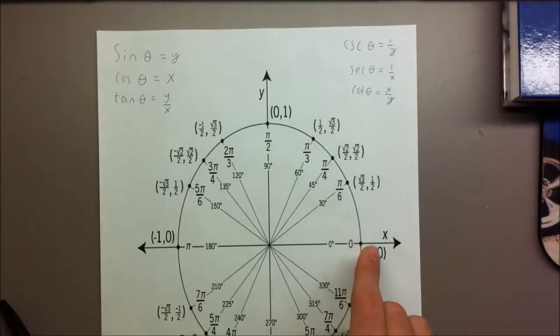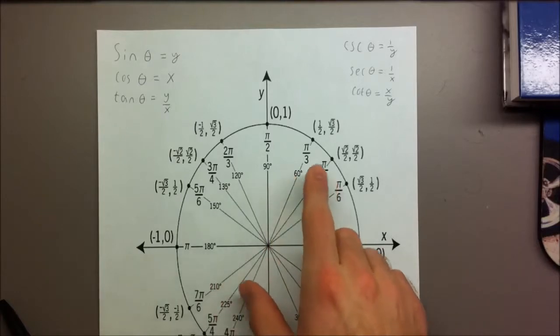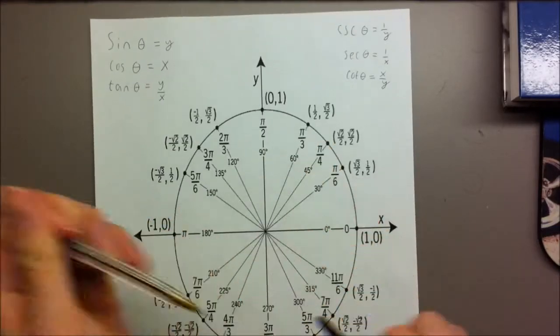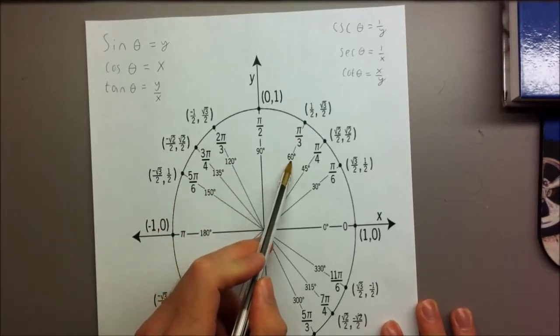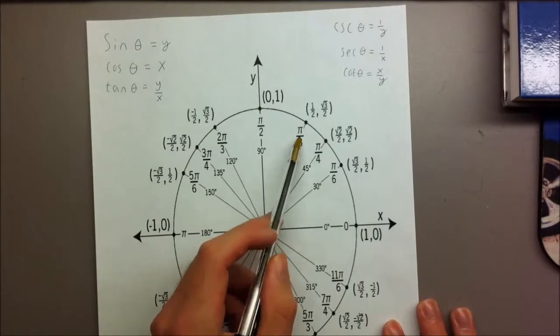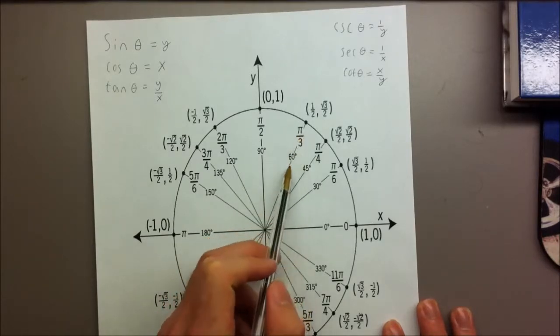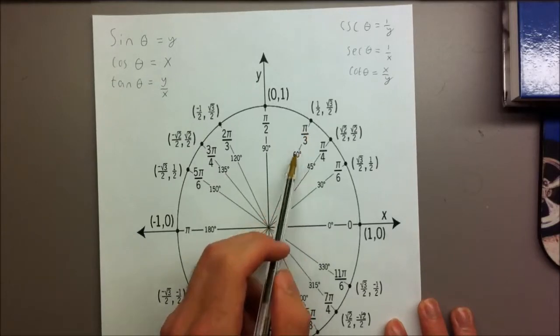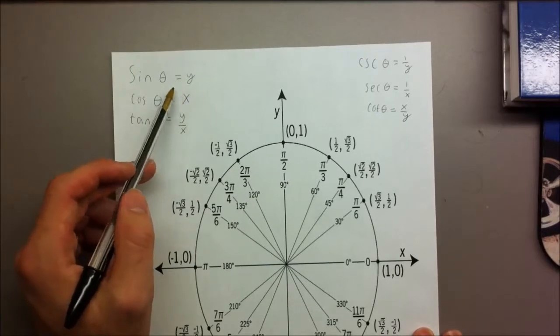Well, I'm going to pick a random point on the circle. Okay, so let's pick this point right here. So what angle is it? 60 degrees is the angle, or in radians, that's pi over 3. Pi over 3 is in radians, 60 is in degrees, but they're both the same angle. They're interchangeable. Okay? So let's go back to our formula, sine of theta equals y.